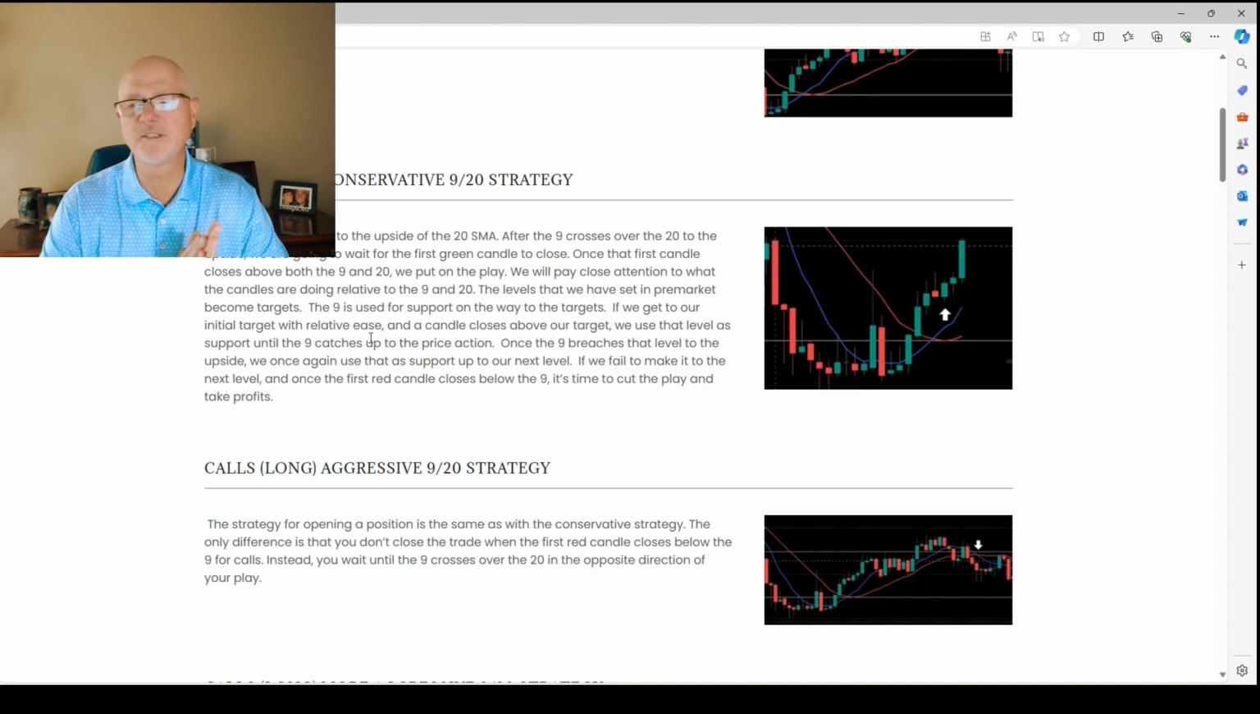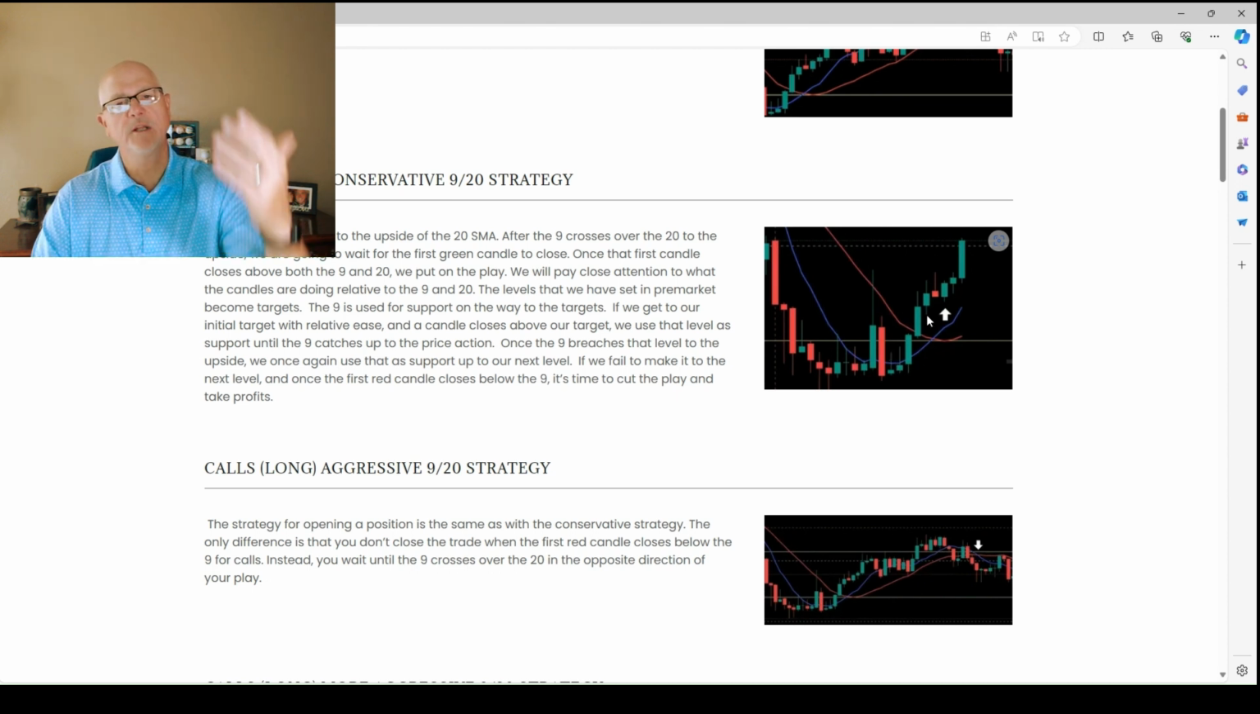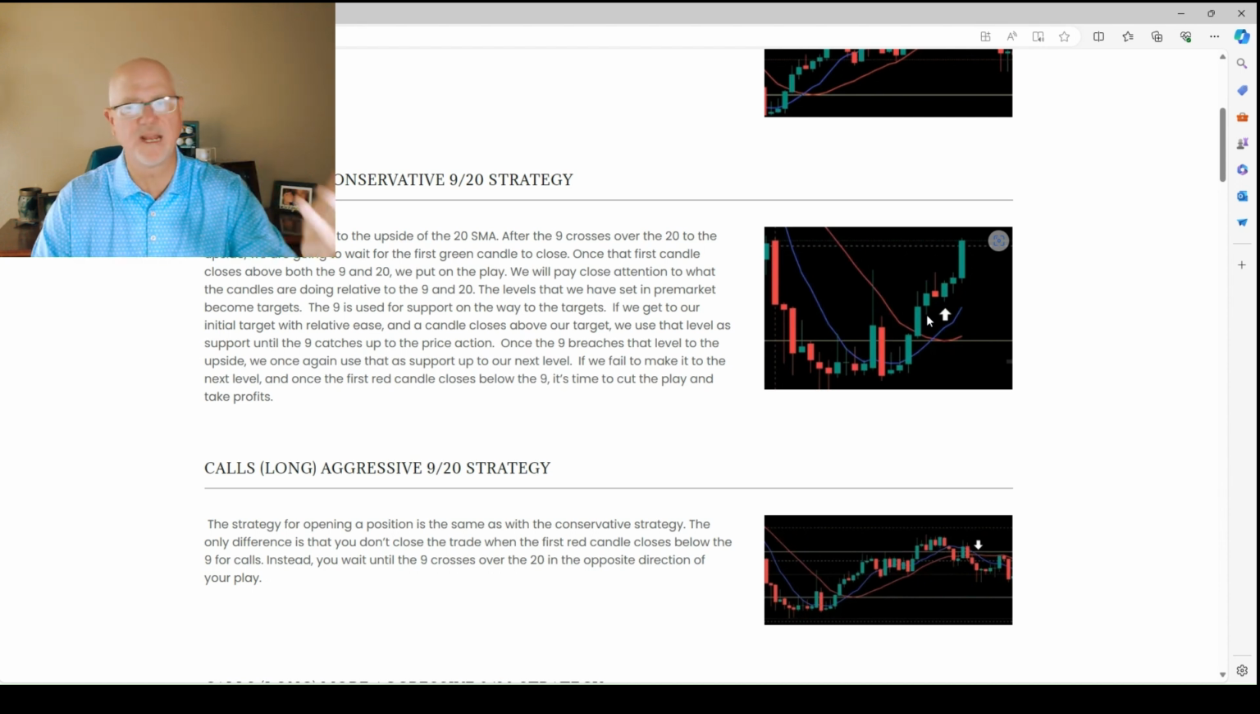Now, why do we use the 9? Well, as you can see right here, we use the 9 as support up to our next target. Remember, folks, most successful trading strategies out there are based on simple support and resistance. The 9 right here, we use that as support to our next target back to the upside. In other words, we ride the 9.